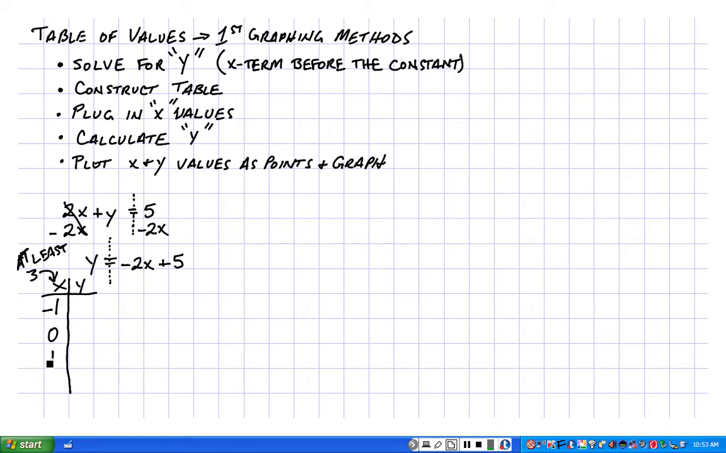So now, all we're going to say is if x is -1, then -2 times -1 plus 5. Okay, -2 times -1 is +2, plus 5 gives me 7. So when x is -1, y is 7. Then I plug in a 0, so I have -2 times 0 plus 5, because x is 0. So -2 times 0 is 0. 0 plus 5 is 5.